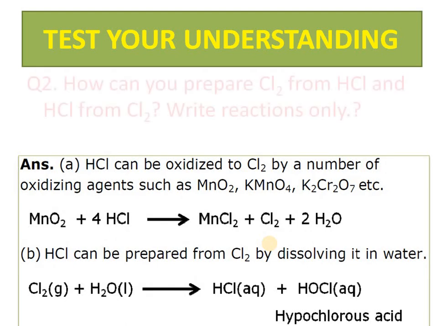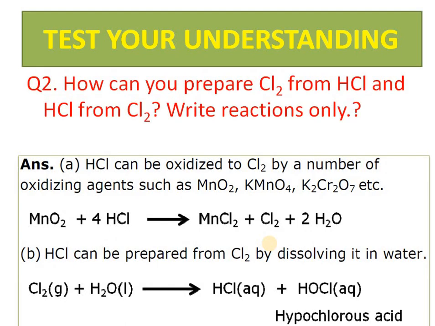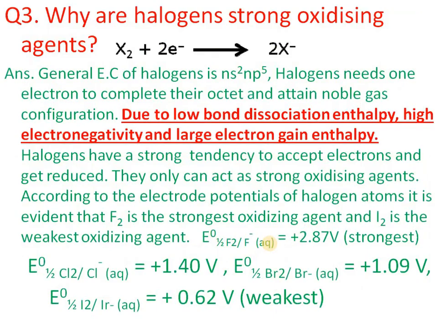Now the next question is, how can you prepare chlorine from HCl and HCl from chlorine? Same as we discussed previously, MnO2 plus 4 HCl concentrated gives rise to MnCl2 plus water plus chlorine. Similarly, if you want to make hydrochloric acid, chlorine plus water gives HCl aqueous plus HOCl. Although HOCl is not stable, it will again give us HCl and oxygen. Now the next is, why are halogens strong oxidizing agents?